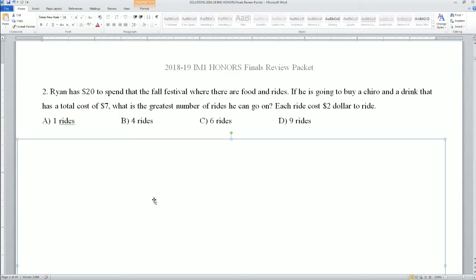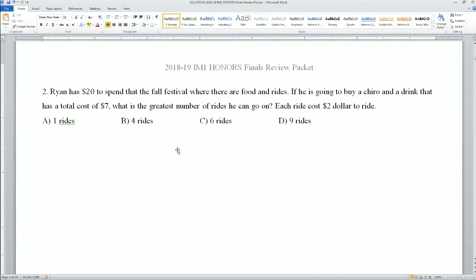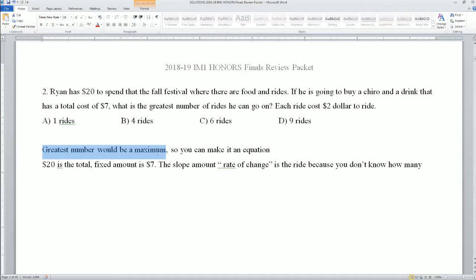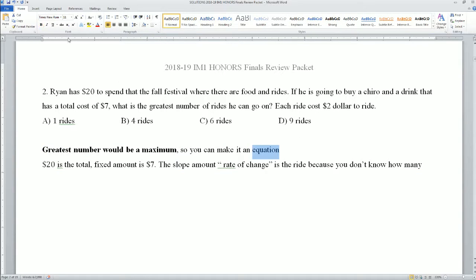Alright, so Ryan has $20 to spend at the fall festival, and there are foods and rides. If he's going to buy a churro and a drink that has a total cost of $7, what is the greatest amount of rides he can go on? Each ride costs $2. The greatest number would be the maximum, so you can make an equation. Some people think it is an inequality. No, it is an equation because you're looking at the maximum amount.